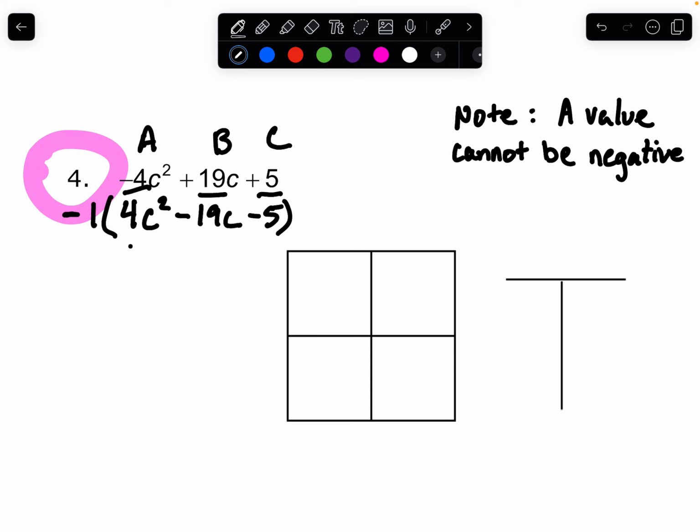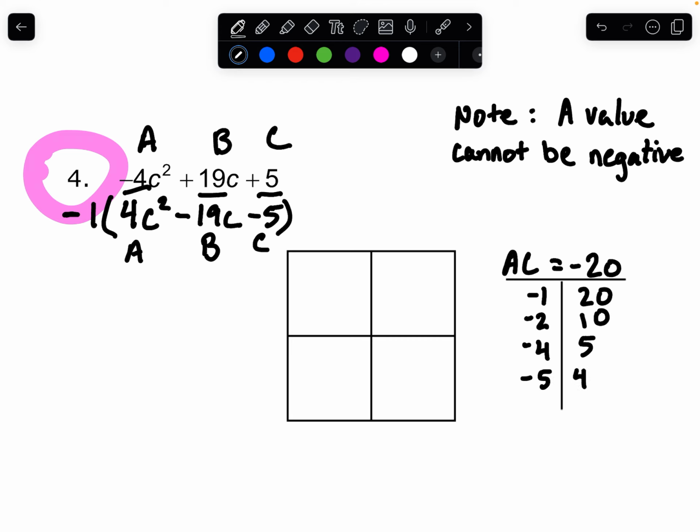From there, right, we do A, B, and C, and then A times C. 4 times negative 5 is negative 20. I'm going to go ahead and do negative 1 times 20, negative 2 times 10, negative 4 times 5, and if you want to keep going and do your negatives, 5 times 4, negative 10 and 2, and then negative 20 and 1, right?